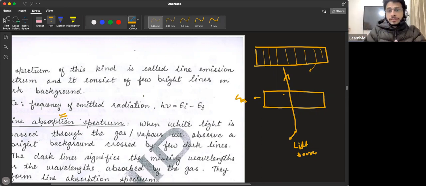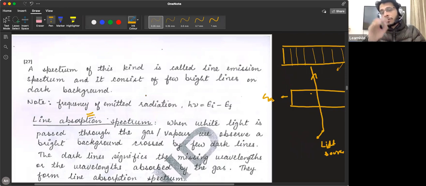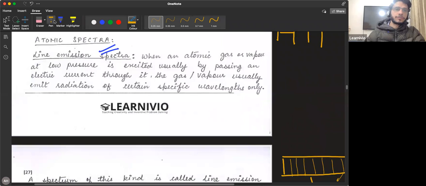And the interesting thing is, the line spectrum of every element is unique. Line spectrum, emission or absorption, both. The spectrum of all elements is unique. Like the emission spectrum of no two elements could be the same, just like the fingerprints of humans. Fingerprints of two humans cannot be the same. Just like this, the line spectrum of two elements cannot be the same. Every element has its unique line spectrum.